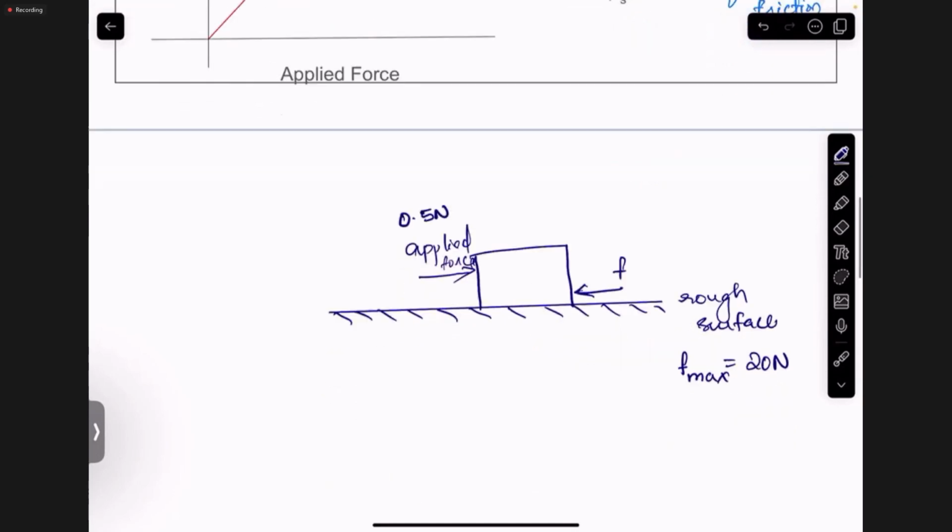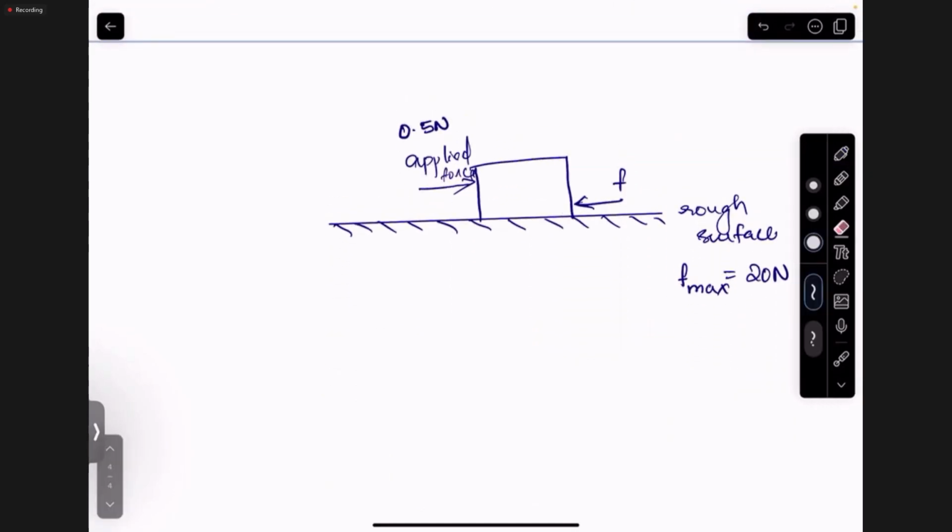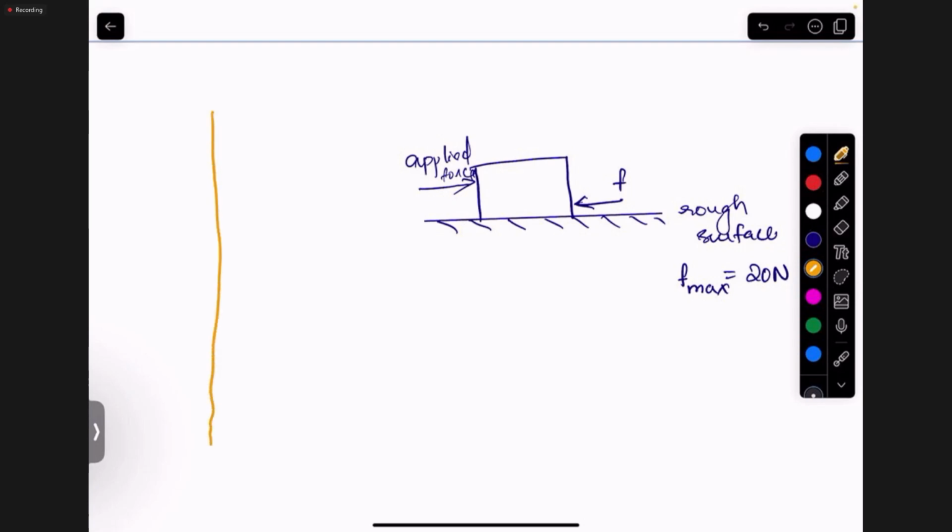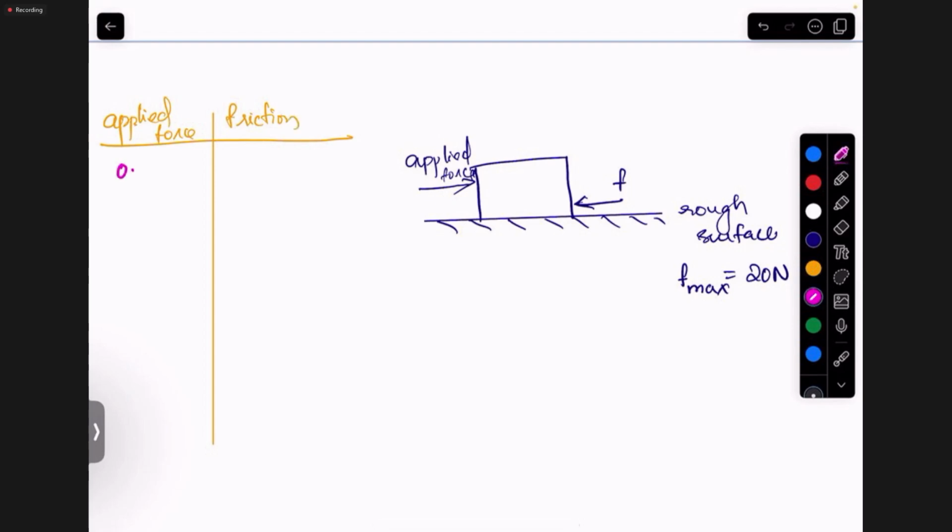Let me draw a table over here. This is a table, with the applied force and the frictional force. First I am applying 0.5 Newton, and you are observing that this block is at rest.